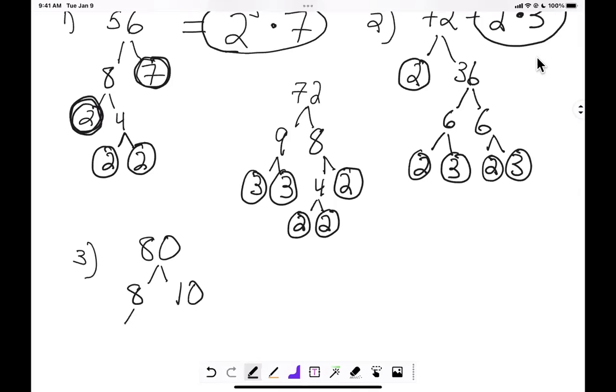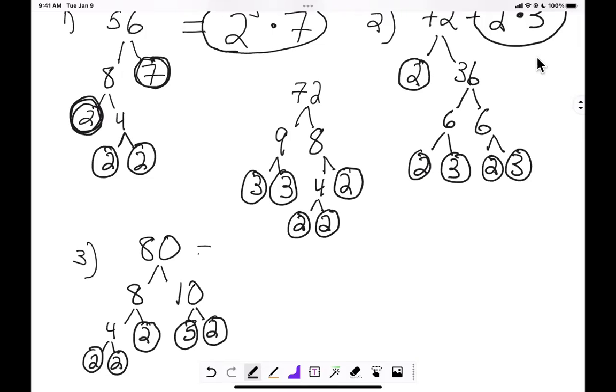So we're going to break down 8 to 4 and 2, which 2 is my prime. And then I'm going to break 4 down to 2 and 2, which are my other 2 primes. And now I can go to 10 and I can break that down to 5 and 2. Well, guess what? They're both prime, 5 and 2.